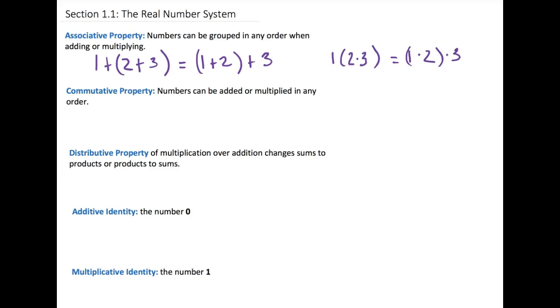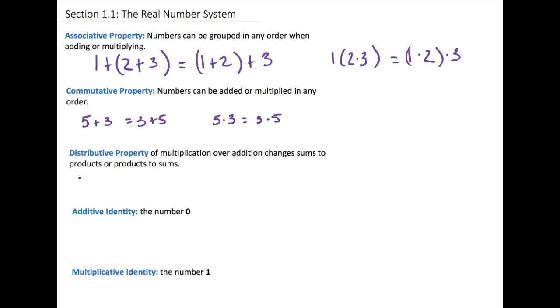The commutative property says that numbers can be added or multiplied in any order. In other words, 5 plus 3 equals 3 plus 5, and the same thing for multiplication. If I had 5 times 3, that would be the same thing as 3 times 5. Commutative property.